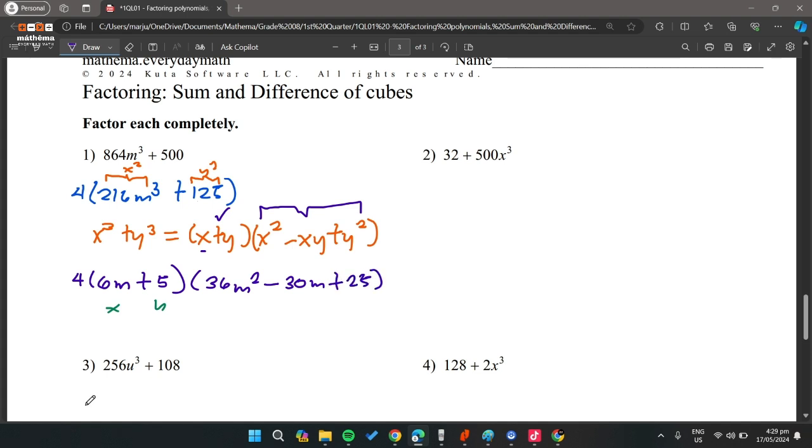And then y squared, this is 5 squared, plus 25. So, therefore, our factor will be 4 times the quantity of 6m plus 5, times the quantity of 36m squared minus 30m plus 25. So, that will be again our factors.